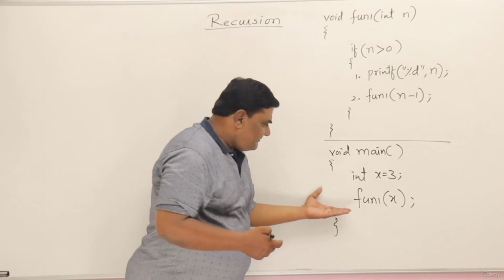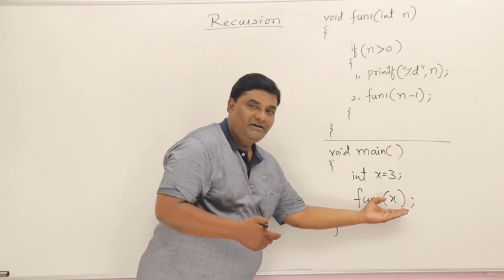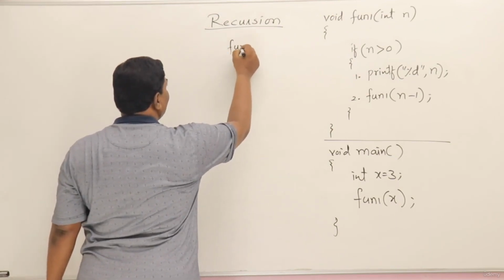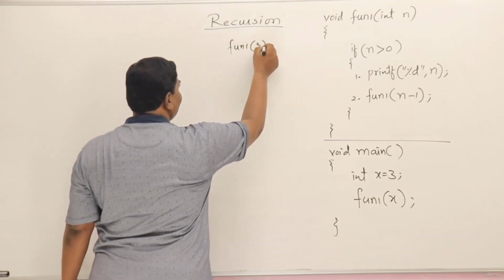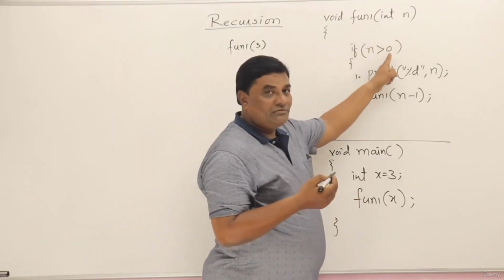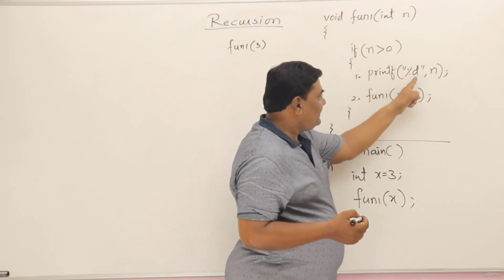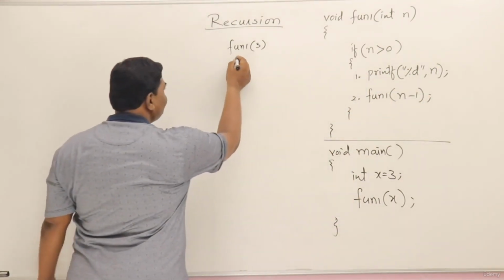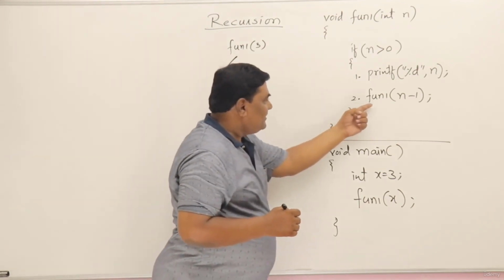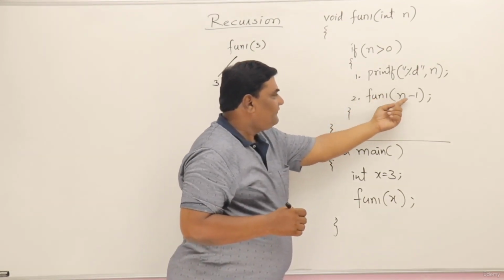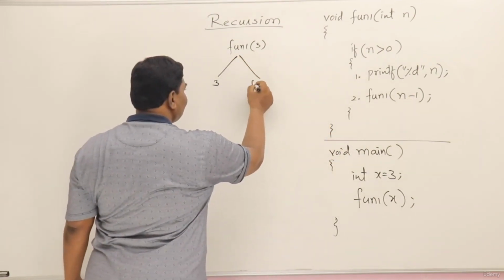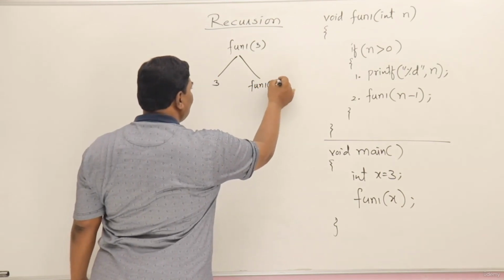Let us start. From here I am calling function fun1 by passing x, that is value 3. So here fun1 by passing 3. So first time it has got 3. 3 is greater than 0. Yes. First step, print n. So first step is print 3. Then what is the second step? Call itself again, fun1 for 3 minus 1, that is 2. So it will call itself again by passing fun of 2.